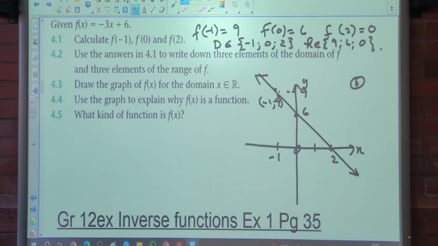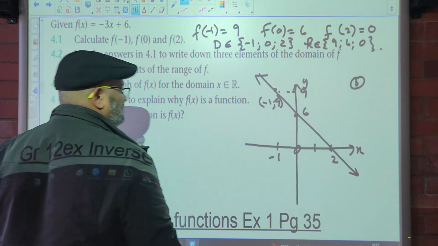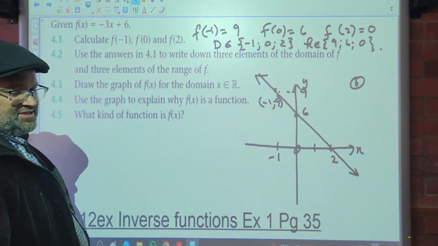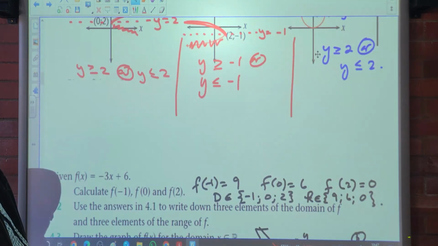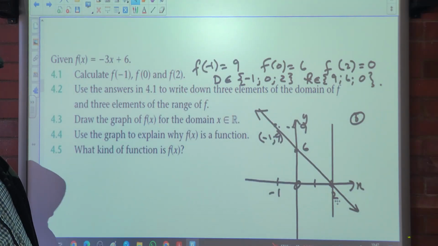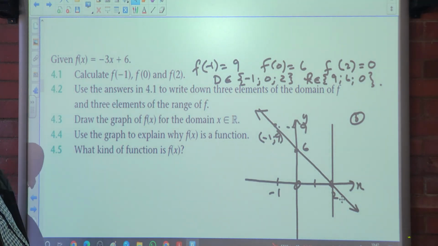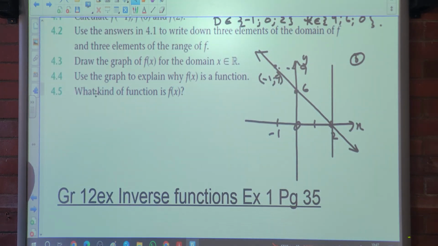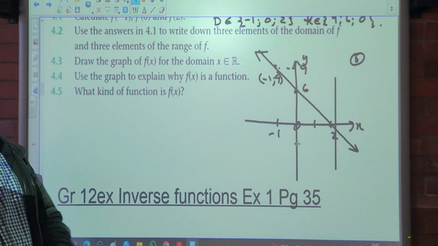Draw the graph of f, alright, we just did that, 4.4. Use your graph to explain why f of x is a function. Why is this a function? Because it passes the vertical line test, that's all you write. Okay, passes the vertical line test. What kind of function is f of x? It's a one to one. For every one x there is one y. Okay.